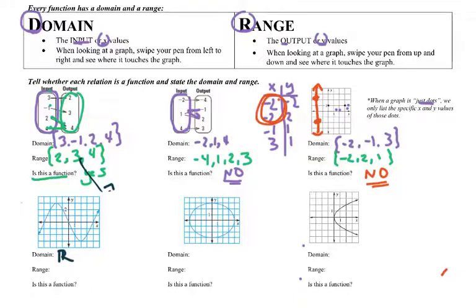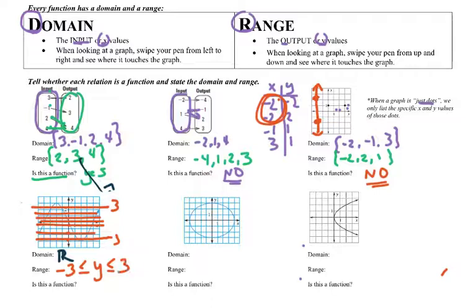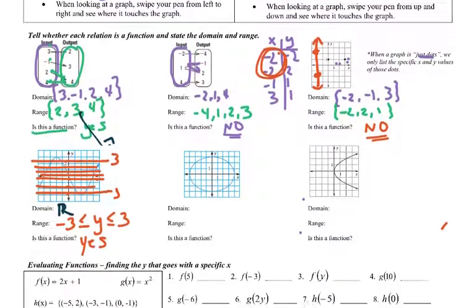The range really starts hitting the graph here, which is at a y coordinate of -3. And then it's going to keep hitting it all the way up to 3 on the y-axis. And it hit it everywhere in between. So we say the range is between -3 and 3. And this is a function. A vertical line only touched the graph one time.